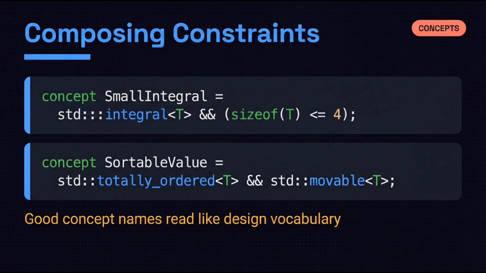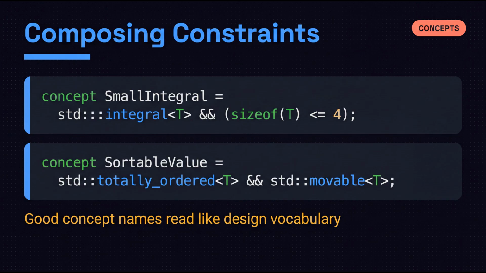You can combine concepts and compile-time expressions to build richer constraints. Small integral requires that T is an integral type and that its size is 4 bytes or less. Sortable value requires that T is totally ordered and that it's movable. These composed constraints communicate design intent. The name sortable value is more meaningful than a raw conjunction of type traits.